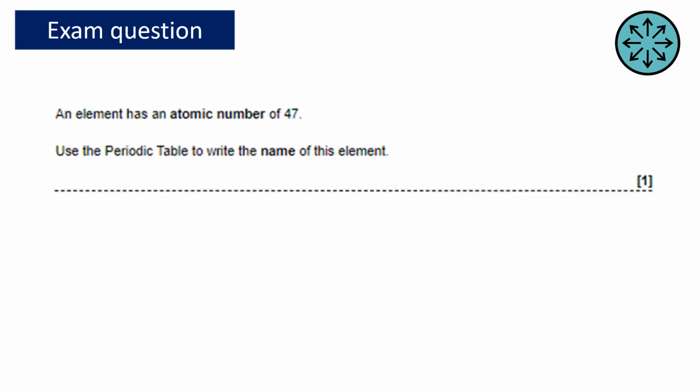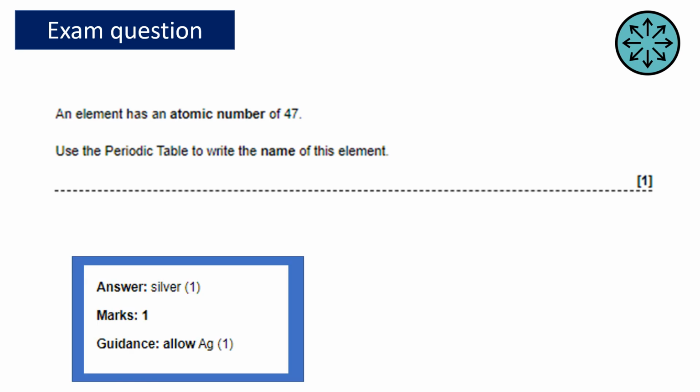Okay, last one for today, guys. Pause the video and have a go, please. An element has an atomic number of 47. Use the periodic table to write the name of this element. So you're looking at the periodic table, you're looking for atomic number, which is the smaller of the two, 47, and you should have found silver, and you would have got the mark if you simply write the formula Ag.